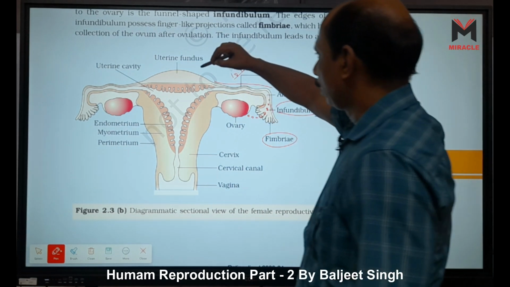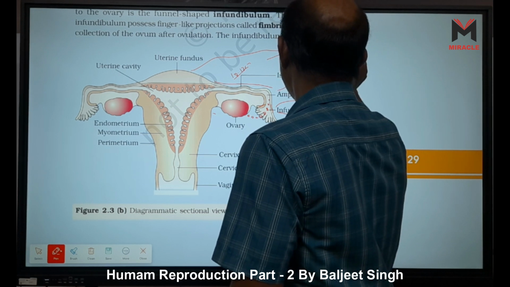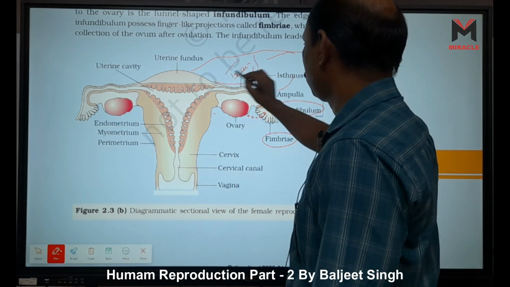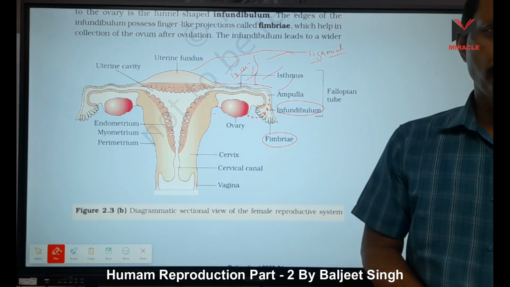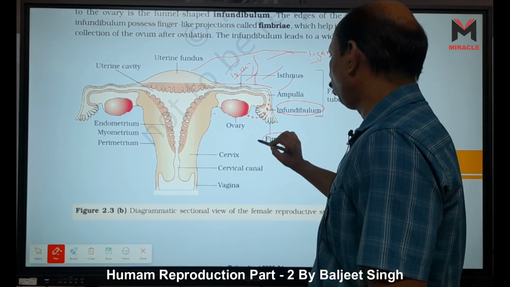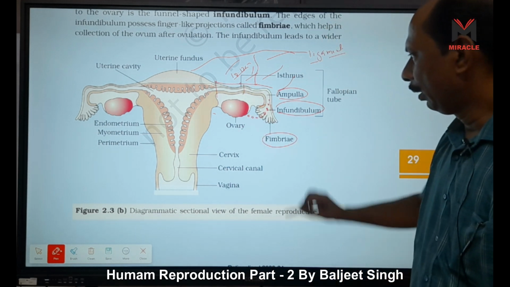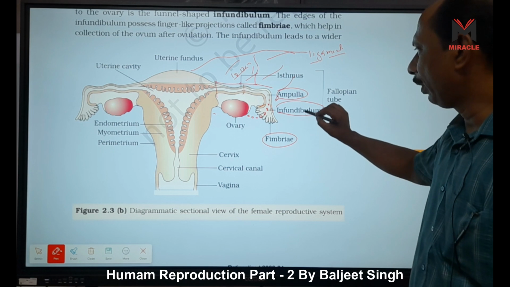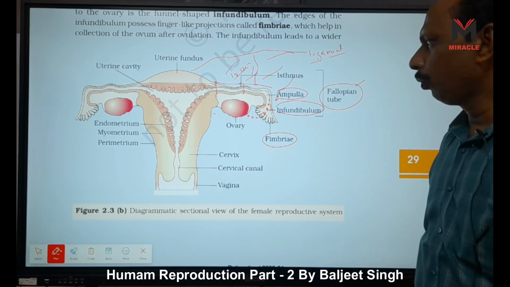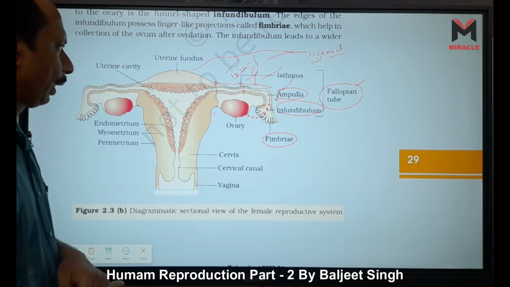These are supported by a ligament. Which ligament? The broad peritoneal ligament, right? It also provides a platform for blood vessels and lymphatic tissues. Now this part is called the ampulla, just beneath the infundibulum, and when it becomes narrower, this side is the isthmus. In the ampulla, fertilization occurs, and the infundibulum, ampulla and isthmus are combinedly called the fallopian tube. I already told you the fallopian tube and uterus are reproductive ducts, and their origin is the Mullerian duct.